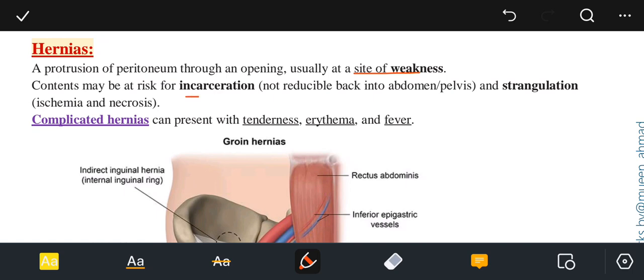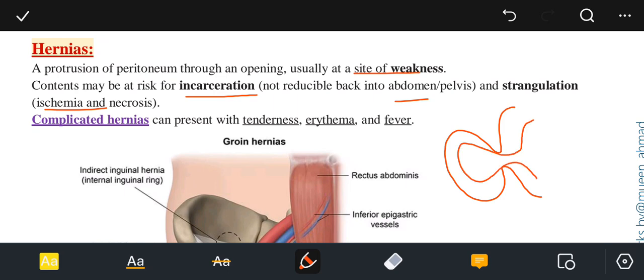Contents may be at risk of incarceration, not reducible back into the abdomen and pelvis, and strangulation, ischemia and necrosis. Incarceration means that they are fixed at a site in which they were herniated. Suppose this was the loop of the bowel, like this, and that herniated out to the external environment. Now it cannot be retrieved back. So this has been incarcerated over here, and suppose it came out and then the blood supply was lost, and this became strangulated over here. If it is strangulated, this area will become necrotic. Suppose we have a viscus that protruded out like this, now its blood supply is obstructed.